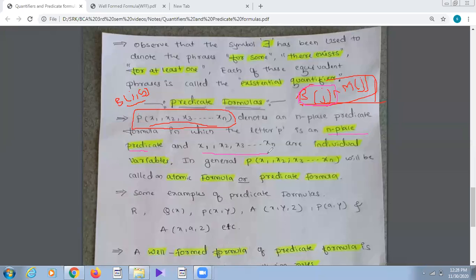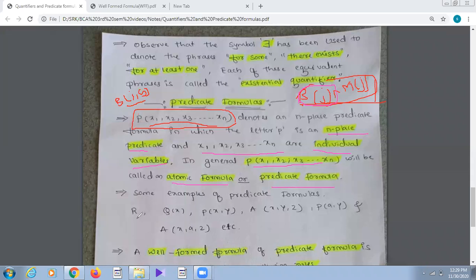Here x1 x2 up to xn are the individual variables or object names, like John, Sachin, Rahul. Whatever this formula is, it is called a predicate formula or atomic formula. Remember this one. A single individual name is also one predicate formula. Suppose two, that is also a predicate formula.